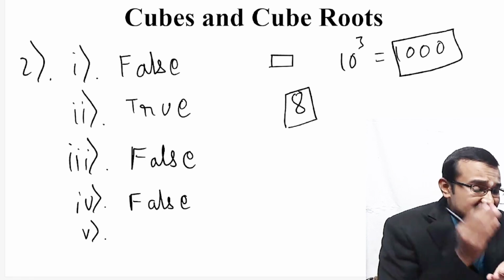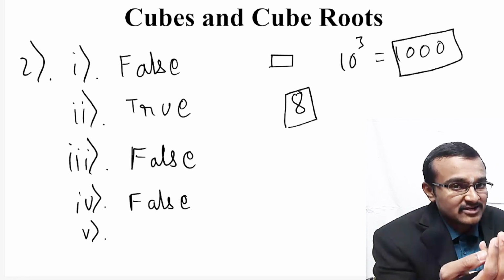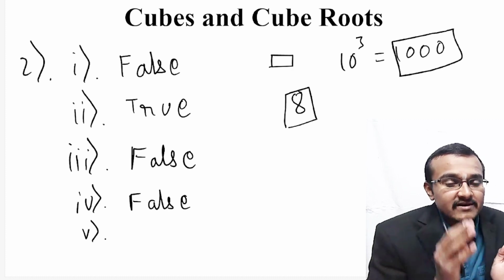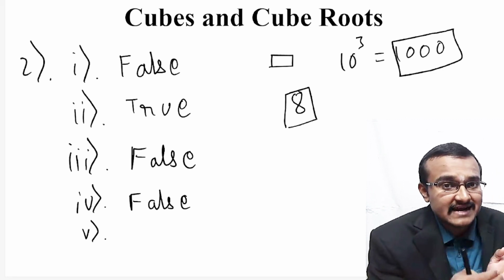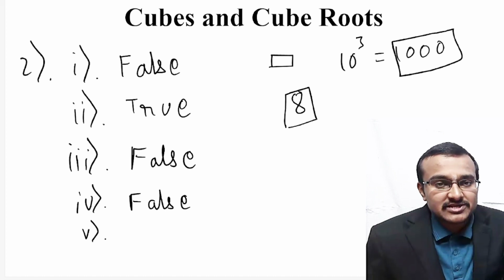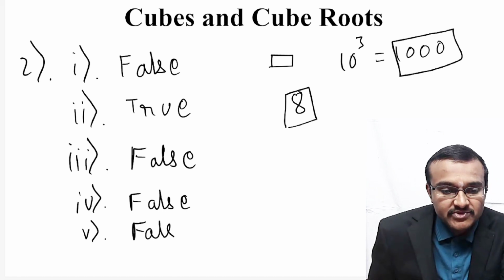So the least 2-digit number itself has 4 digits in its perfect cube, which means no 2-digit number will have 3 digits in its perfect cube. But they have given here that the cube of a 2-digit number will have 3 digits. So that is not true. The answer for the fifth question is also false.